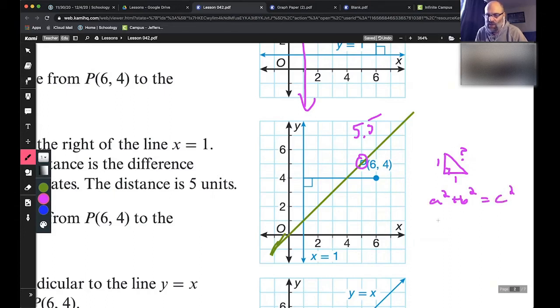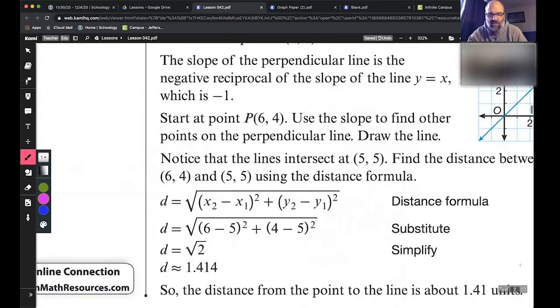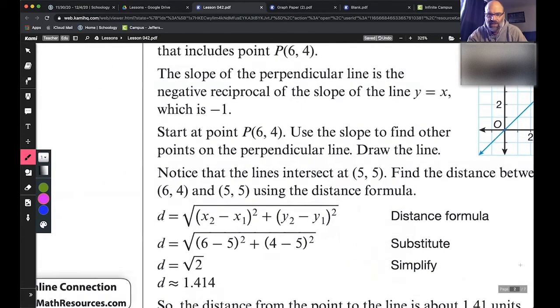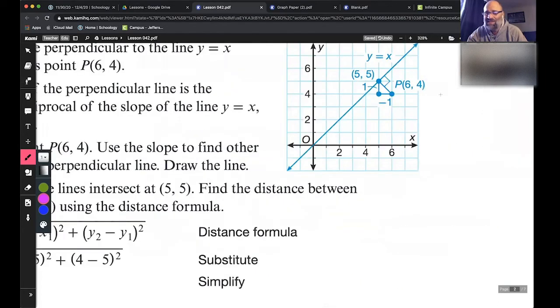But that's just 1 squared, which is 1, so 1 plus 1 equals c squared. So 2 equals c squared. So c equals the square root of 2. And guess what? That's the answer. If it's not, it's going to be real embarrassing. But yeah. Okay. So this one was nice because you didn't really have to figure out slope and stuff. You could just figure out that we just needed that distance there.